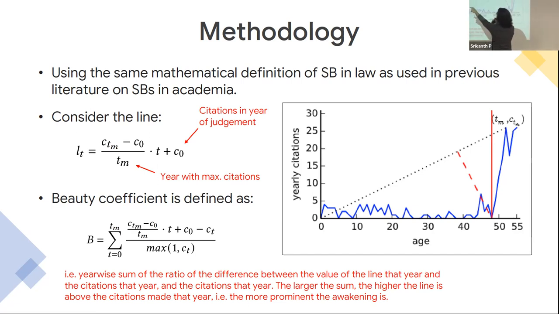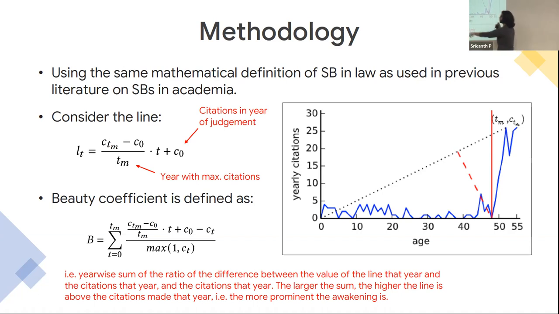So we have citations in the year of judgment as the intercept. It could be zero, but it could also be non-zero. And we plot a line from that point to the citations it achieves in the highest citation year. Now we take the difference for every single year between this point, which is where the line would project the case's citations to land, and the actual citations it gets. To form a ratio which is agnostic of the number of citations received by the case, you also divide it by the citations achieved that year.